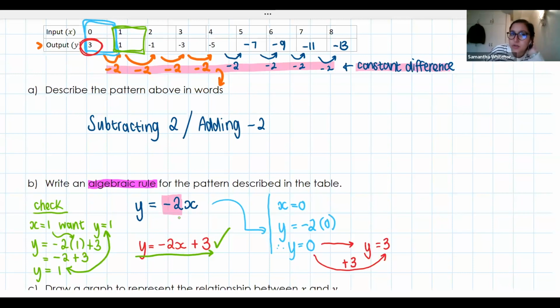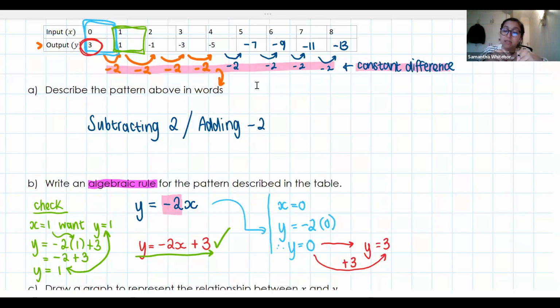So when we are trying to find a rule for a pattern, what we want to do is essentially start with what am I adding or subtracting, and then see, is there anything else that still needs to be added to this rule in order for us to get the correct outputs that we want. Alrighty, so we have been able to describe this in words. We have been able to continue our pattern or continue the outputs in our table because we know what the pattern is. And we have been able to find a rule.